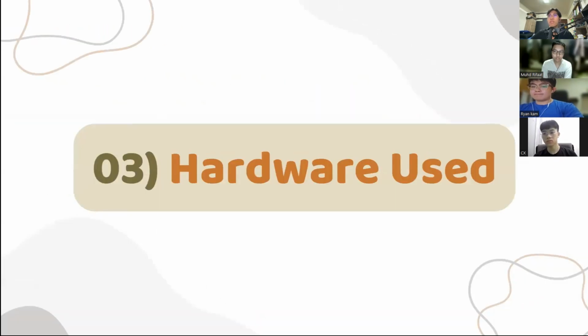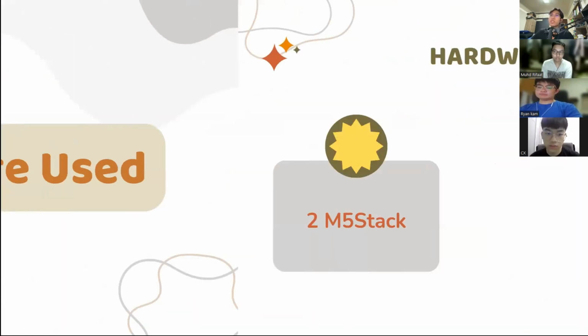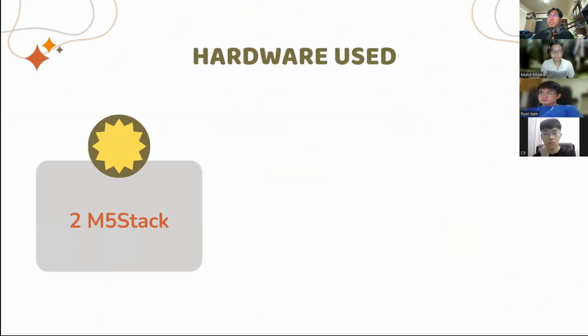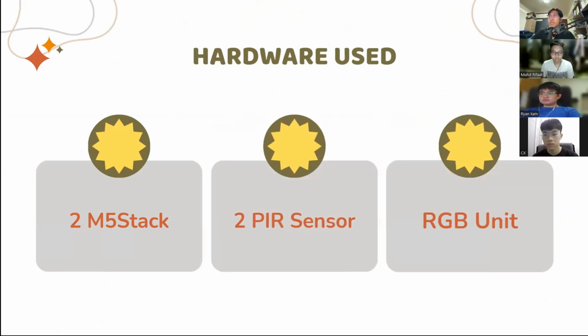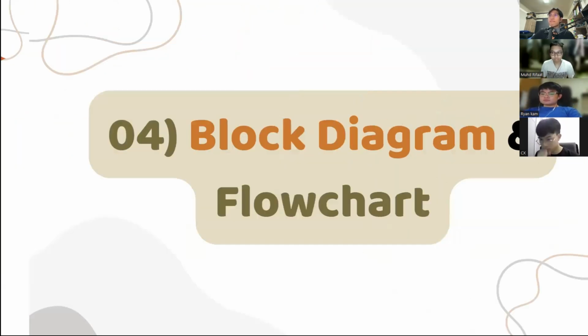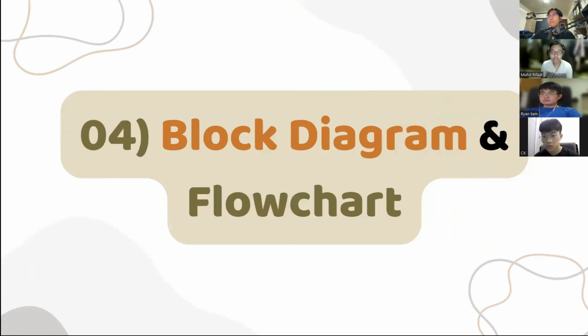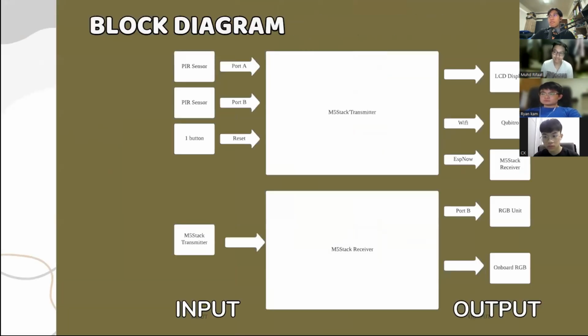Next slide. So this is our hardware use. In this project, we use two M5Stacks, two PIR sensors, and one RGB unit. I will now be showing you the block diagram and flowchart.